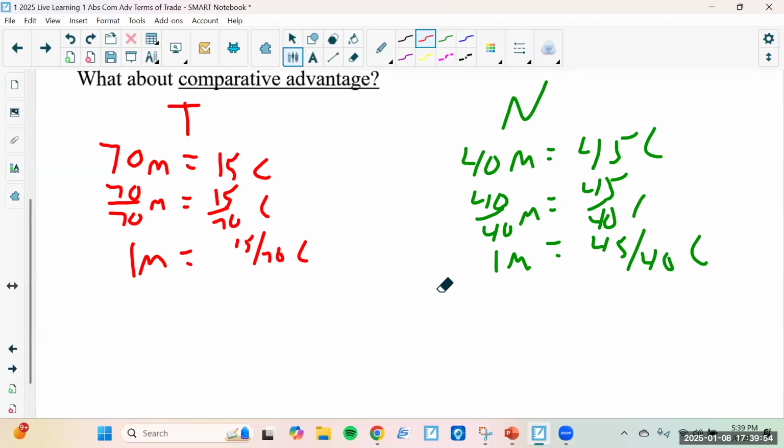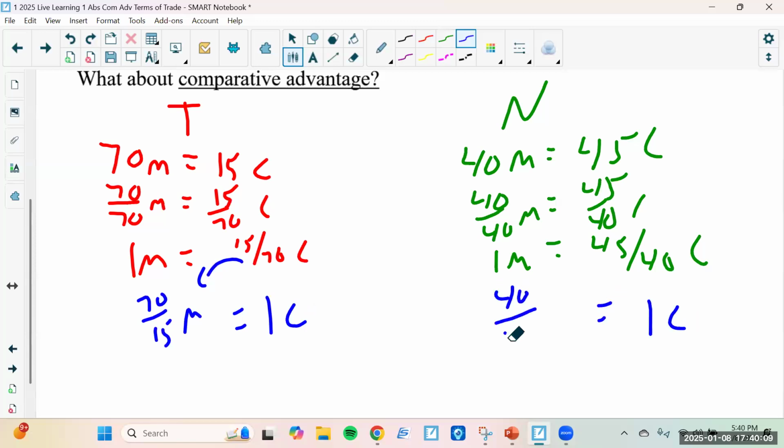But you don't have to sit here and rework this. It's always the reciprocal. So 1 cheese for Ted is going to be 70/15ths of a milk. You just flip this guy over. And therefore 1 cheese over here is going to be 40/45ths of a milk.